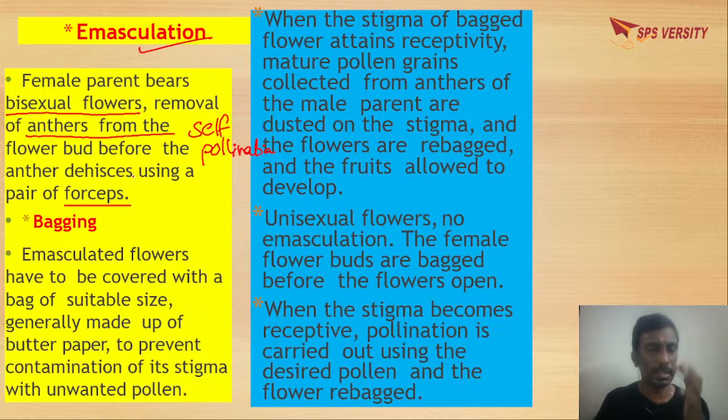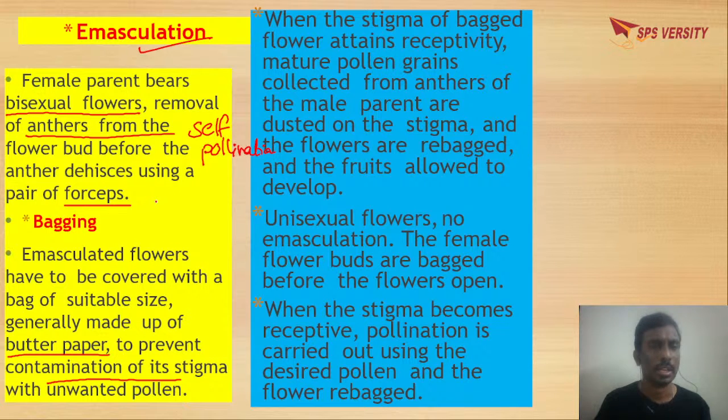After removing the anthers from the bisexual flower, the female flower is covered by a butter paper. What is the purpose? The purpose is to prevent the pollination by unwanted pollen. Here, what is meant by unwanted?